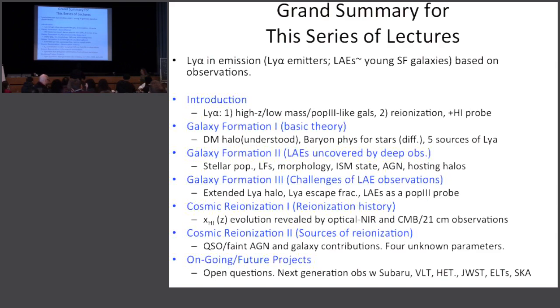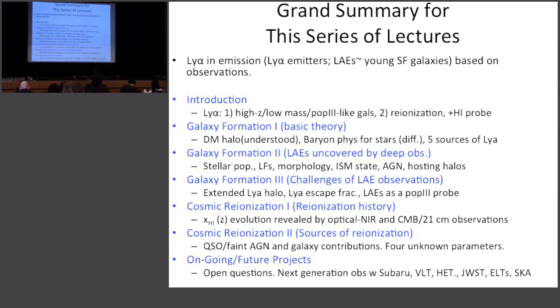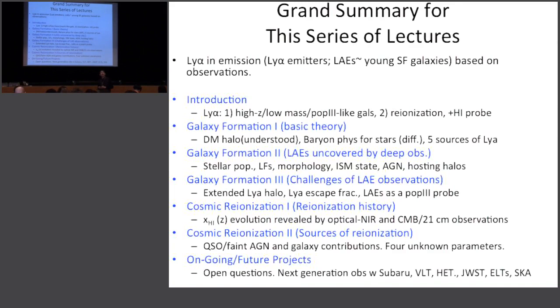For this series of lectures, I focused on Lyman-alpha in emission, and especially Lyman-alpha emitters, which are metal poor high redshift galaxies, especially in the observational aspects. And I had 7 lecture topics. I'll just go through the keywords to remind you, so you can think about it. The introduction: Lyman-alpha is important for low mass galaxy studies and also good for reionization. That's why I have the galaxy formation lectures and cosmic reionization lectures. And we identified that this can be a great HI probe using scattered light, like Lyman-alpha blobs or Lyman-alpha halos.